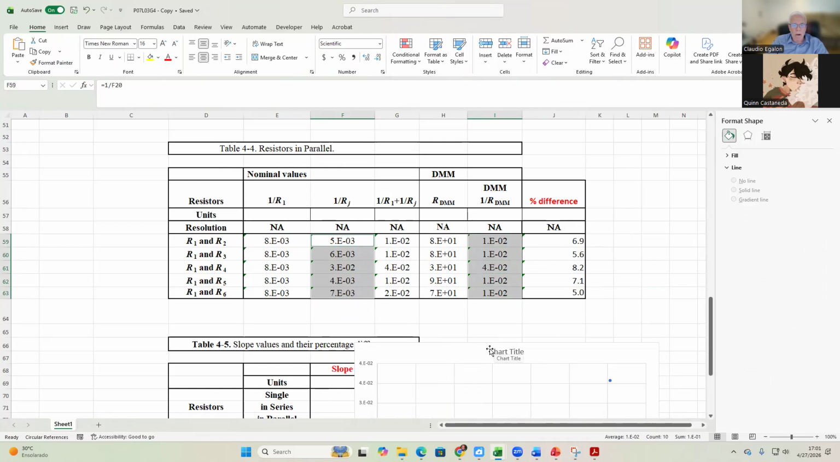Oh, okay. For my third chart, it's different. I thought it was... okay. So which ones are highlighted for the third one? It's I-59 through I-63, right? And F-59 through F-63.